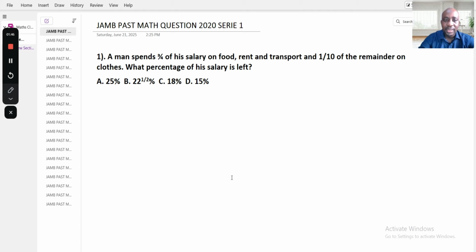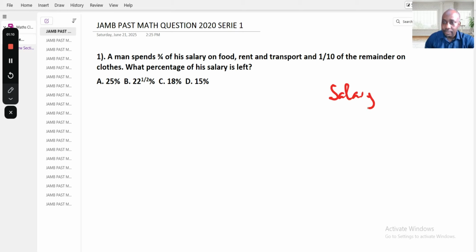A man spent three-fourths of his salary on food, rent, and transport, and one-tenth of the remainder on clothes. What percentage of his salary is left? If you see a question like this, we are going to use an assumption because the question did not give us the exact amount of his salary. Maybe the man is earning 100 naira per month or 200 naira. Let's use the assumption that the man is earning 200 naira.